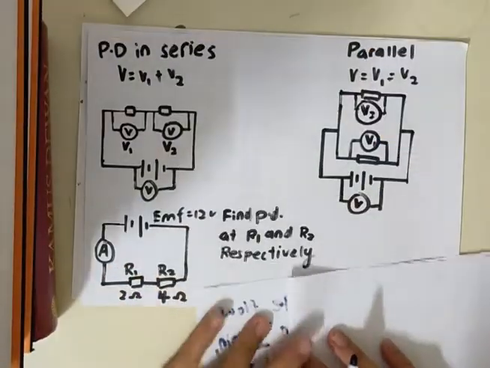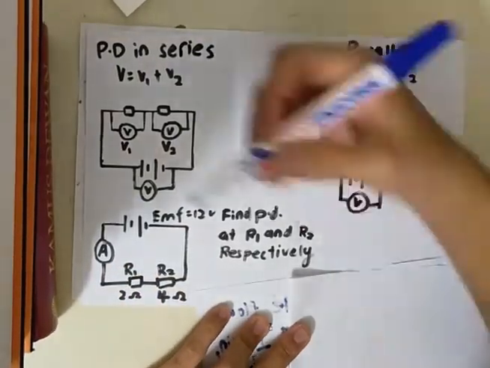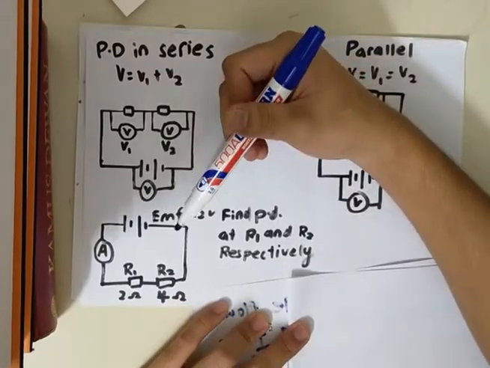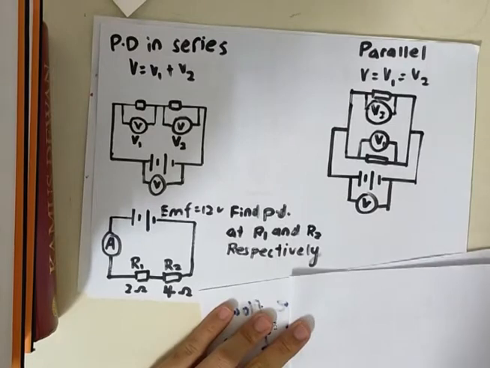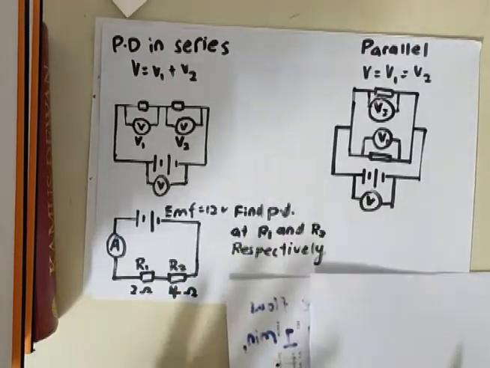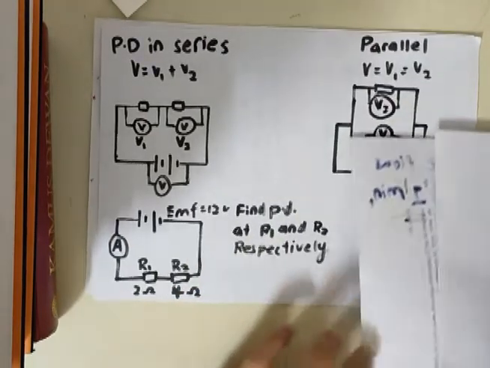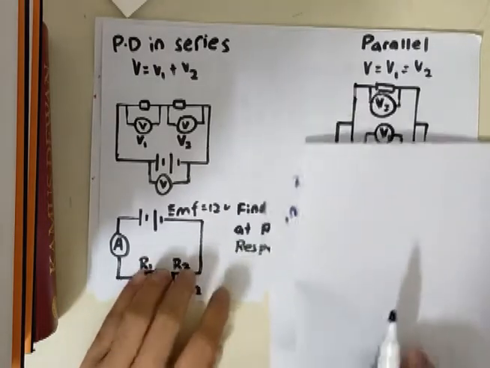We'll just jump to an example very quickly. Now our question states that the circuit has an EMF of 12 volt, and they are asking us to find the potential difference at R1 and R2 respectively. So here we go.